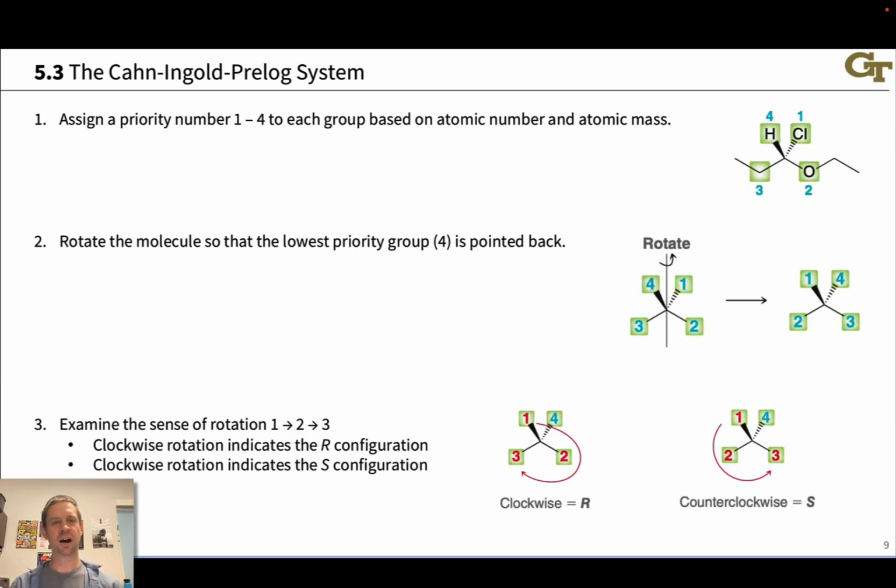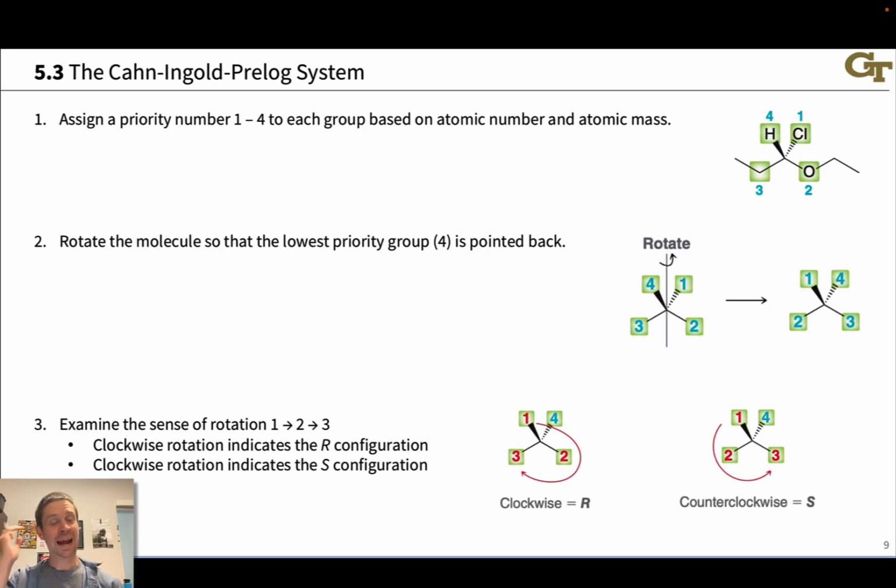So how exactly does this Cahn-Ingold-Prelog system, or RS naming convention, work? Well, essentially what we want to do in broad brushstrokes is, first of all, eliminate the complexity around the tetrahedral stereocenter by assigning a priority number to each group attached to the stereocenter, 1, 2, 3, or 4. Then we're just going to think about that arrangement of groups 1, 2, 3, and 4 around the tetrahedral stereocenter, rotate it into a standard orientation, and then look at the sense of rotation of the remaining groups after that sort of standard rotation.